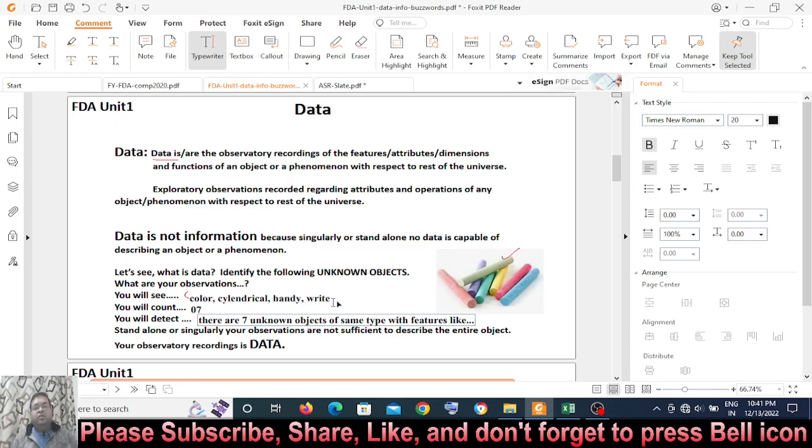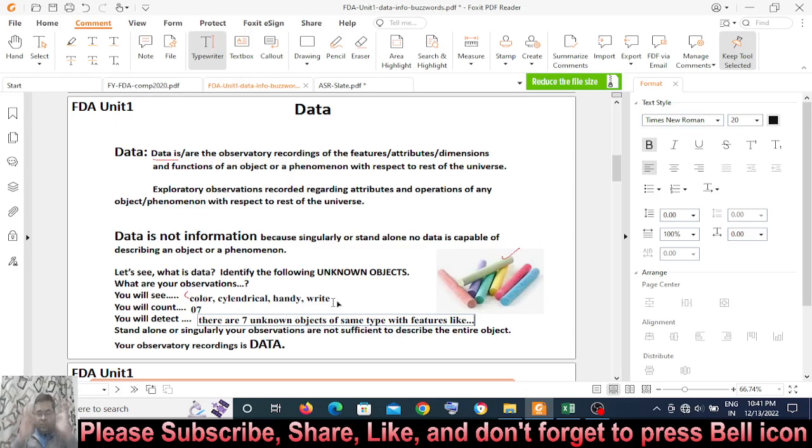Now, standalone or singularly, your observations are not sufficient to describe the entire object. So what are you having? The observation. Such an observation, which is directly taken by you, is called a primary observation, also called primary data. This observatory recording is called primary data, and this is what we call raw data.